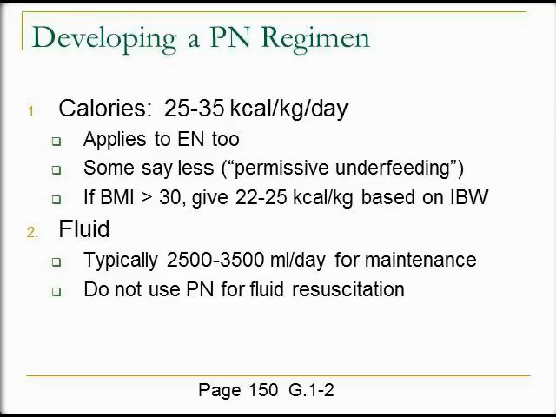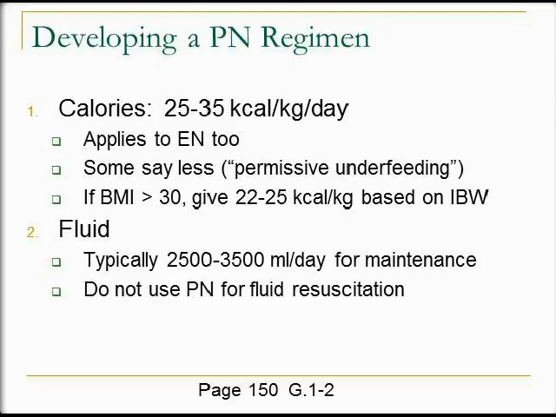So for developing a parenteral nutrition regimen, let's say that you want to give 25 to 35 calories per kilogram per day, and I'll talk in the critical care section more about how to calculate calories and what formulas to use. This could apply to enteral nutrition as well. Some say that less calories is better, so permissive underfeeding, kind of in line with we don't eat as much when we're sick. If patients have an elevated BMI greater than 30, you would give them fewer calories, like 22 to 25 calories per kilogram based on an ideal body weight. Much of this is based on expert opinion and not based on evidence. We really don't know the ideal amount of calories for especially critically ill patients.